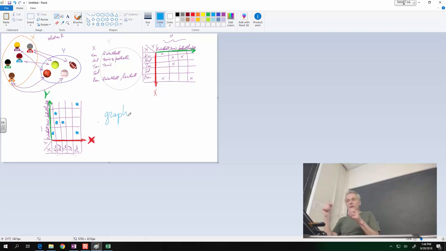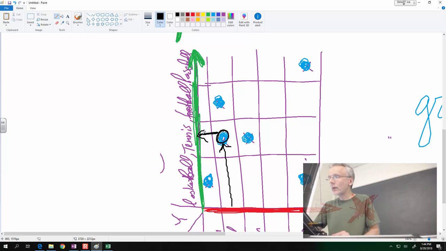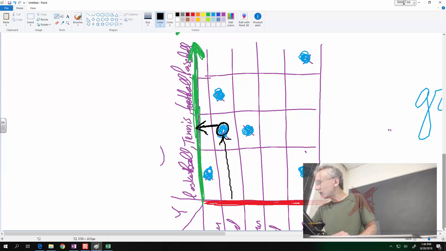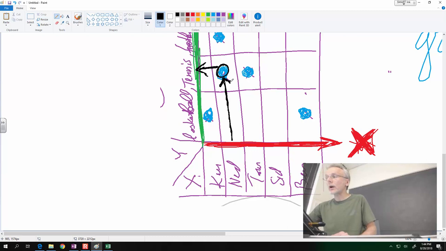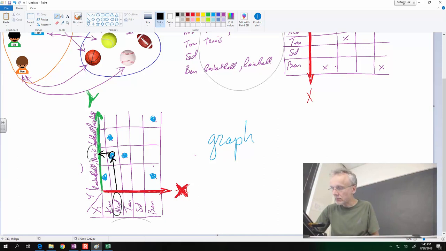Okay, so remember where these crosses came from. This is where they came from. Ned plays tennis. Ned plays tennis over here. That's why we have a mark here. So from Ned, which is on the x-axis, I go and look if there is a mark in that part of the table, and there is, and then if I go from that point to the right to the y-axis, I discover what game he plays. So once again, from Ned to tennis.